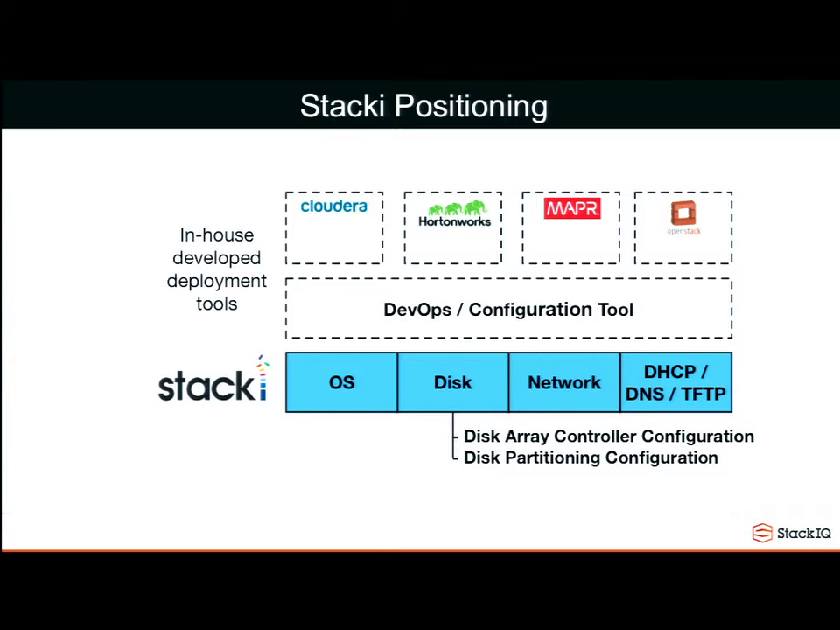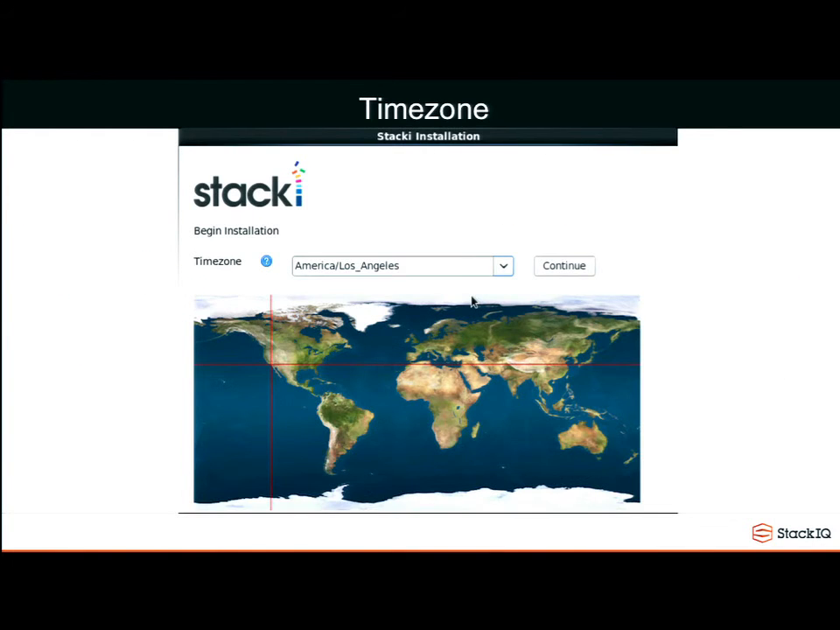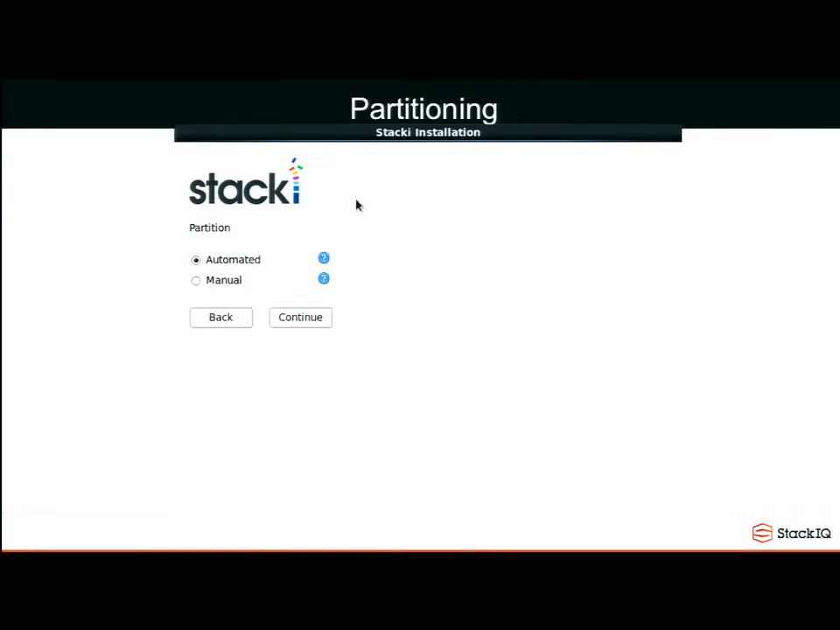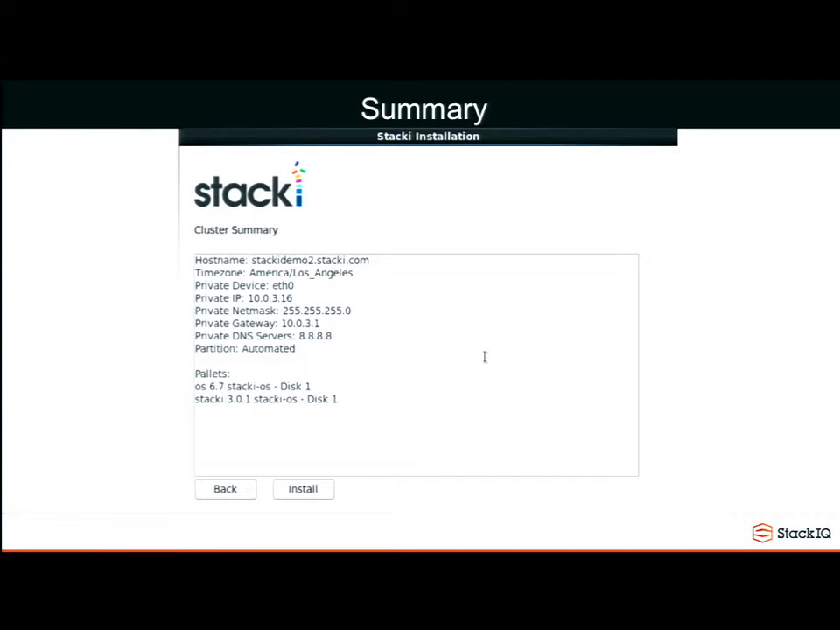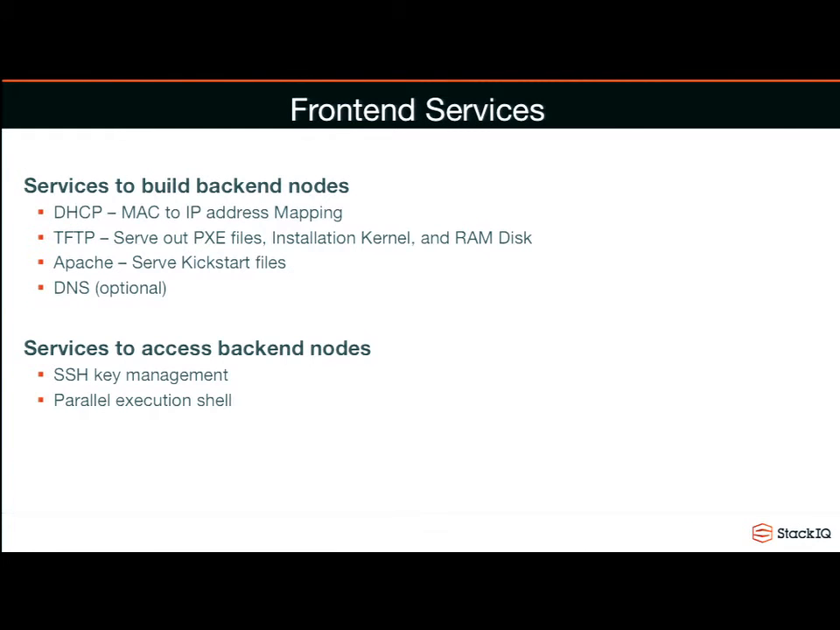So this is how it's going to look. A reiteration of the screens that we just went through. Obviously, choose a DVD, select time zone, do networking, do root password, do the partitioning, select your pallets, look at the summary, do the install. And that's basically how you do a front-end installation.